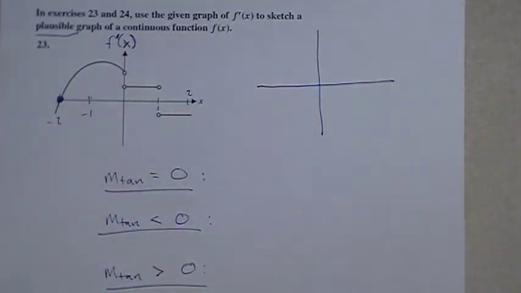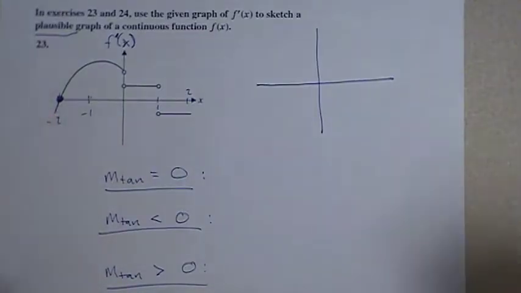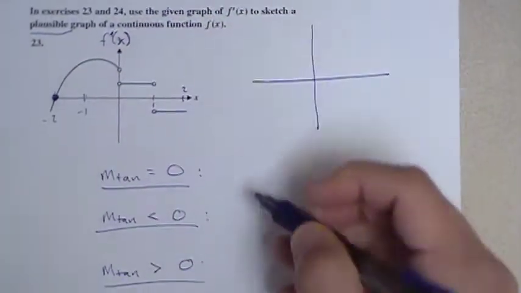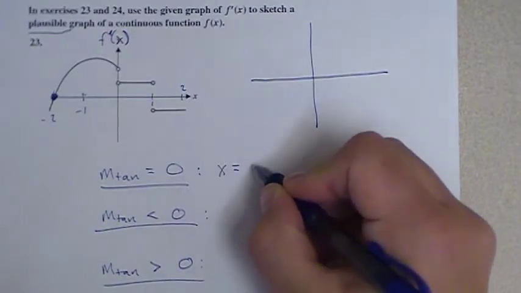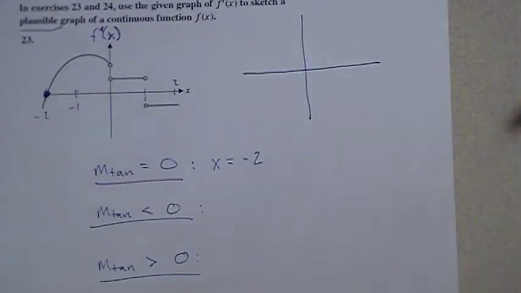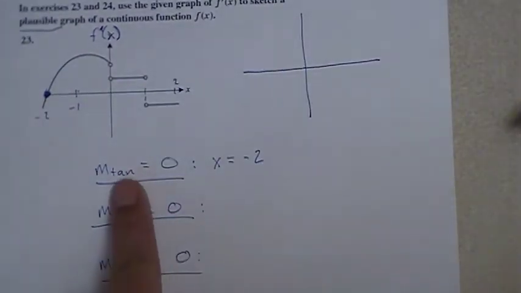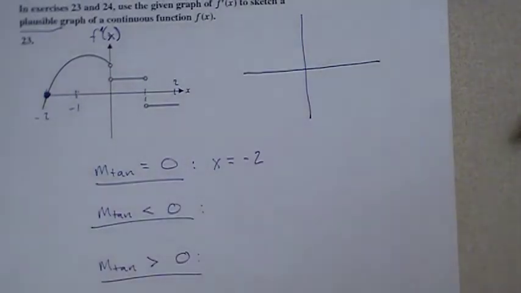But at negative 2, since the value of f prime is 0, I know that this is a spot on my graph where the slope of the tangent line must be 0. So I've either got a graph that's completely bottoming out at negative 2 or completely topping off at negative 2. Either way, it's got to be leveling off.